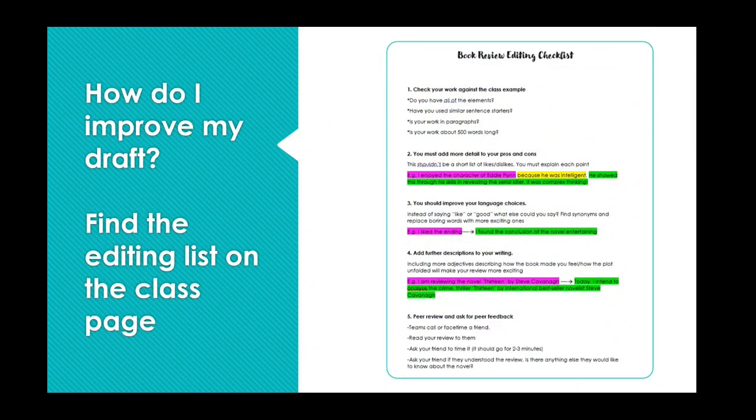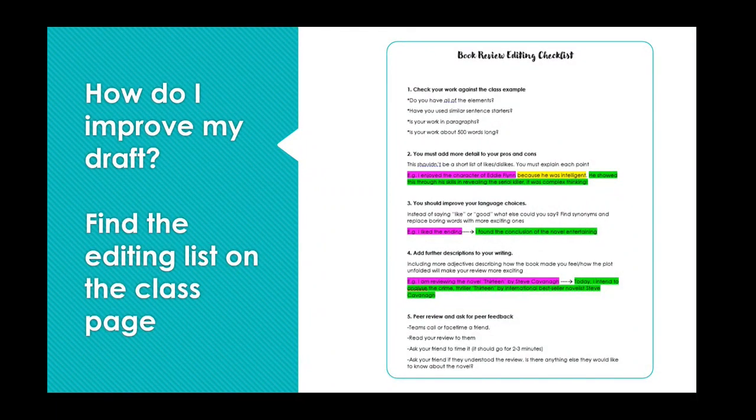Once you have finished, you might ask, how do I improve my draft? Well, head to the editing list on the class page, and there are a few tips there to help you. Firstly, check your work against this class example. Do you have all of the elements? Have you got sentence starters like moreover, in addition? Is your work in paragraphs, or is it all together? Do you need to spread it out? Is it about 500 words long?